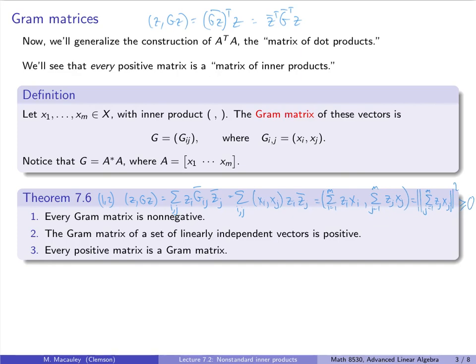And moreover, if the xj's are linearly independent, then this is not the zero vector, so it's going to be strictly bigger than 0. And so that's why the Gram matrix is positive if the xj's are linearly independent. So if you believe this, we've proven 1 and 2.